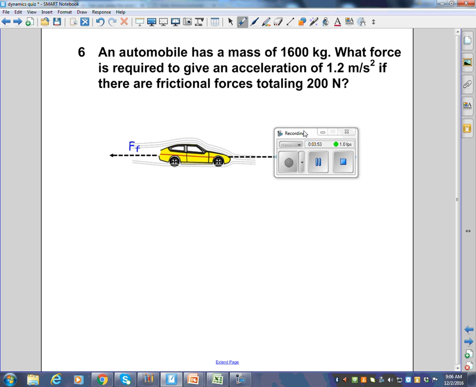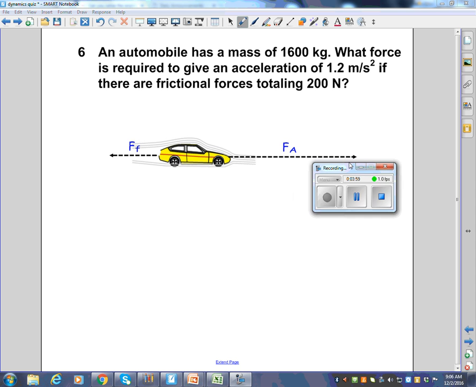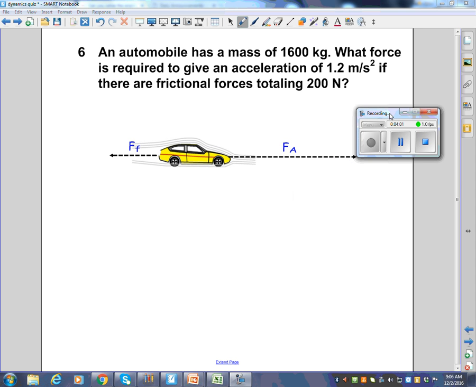An automobile has a mass of 1,600 kilograms. What force is required to give an acceleration of 1.2 if there are frictional forces equaling 200? Now, this one's a smidge harder. So we've got to figure out the net force. Mass is 1,600. The acceleration is 1.2. What's 1,600 times 1.2? 1,750? 1920.